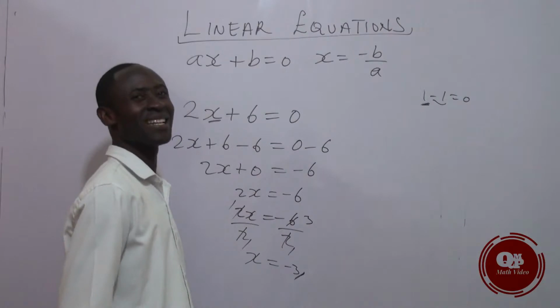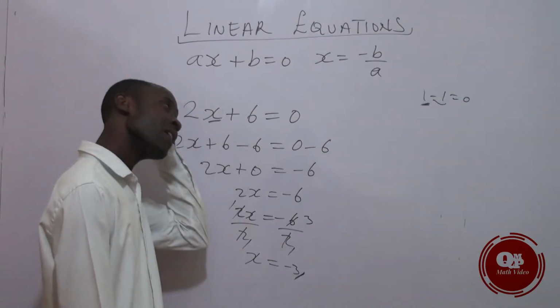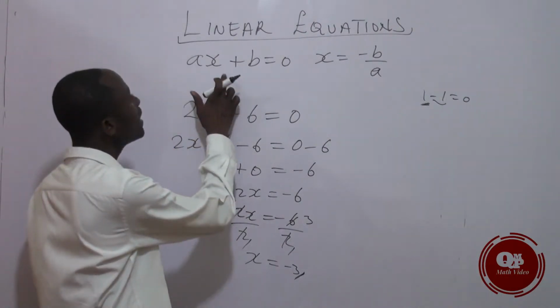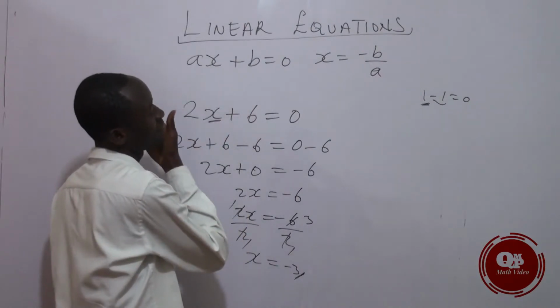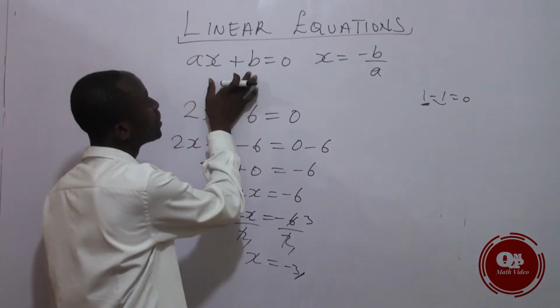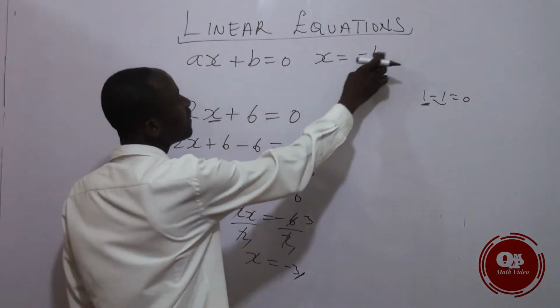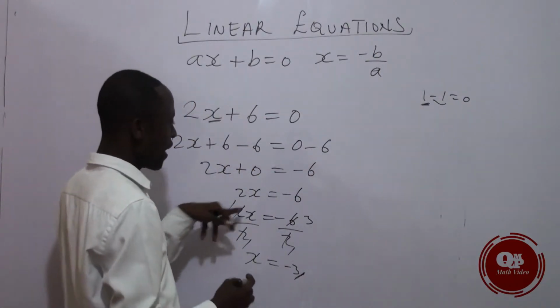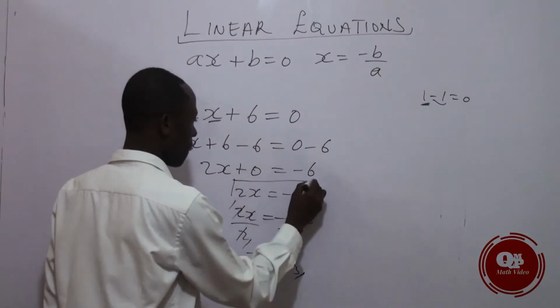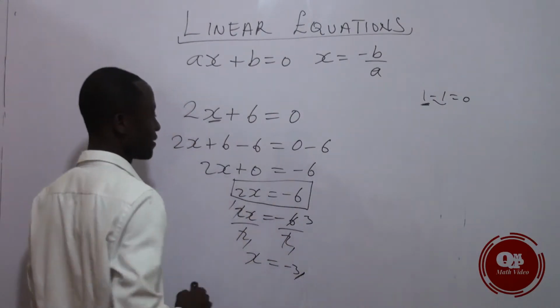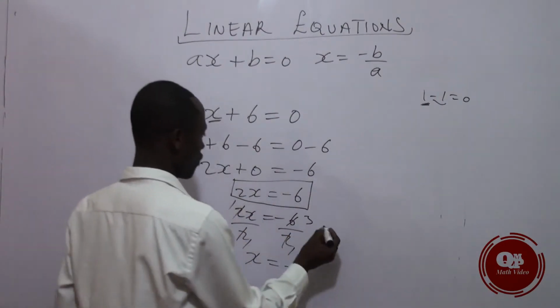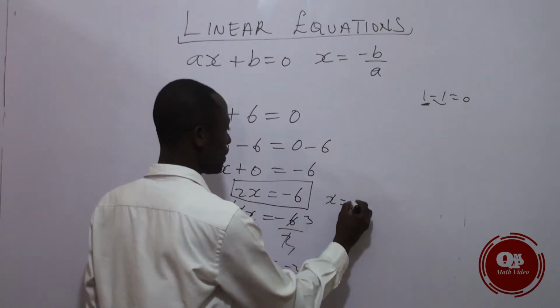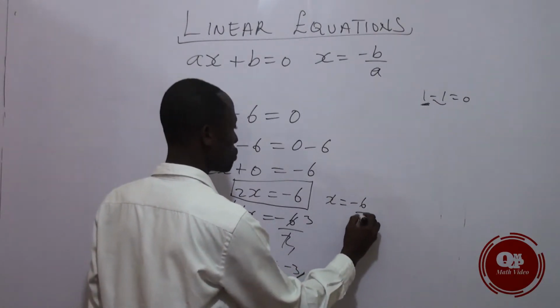But how do you know that our solution is right? Well, let's check. From the very linear equation, we realize that the solution to the equation happens to be negative b out of a. Let's cross-check something here, right from this equation. From this one, we have x is equal to negative 6 out of 2.